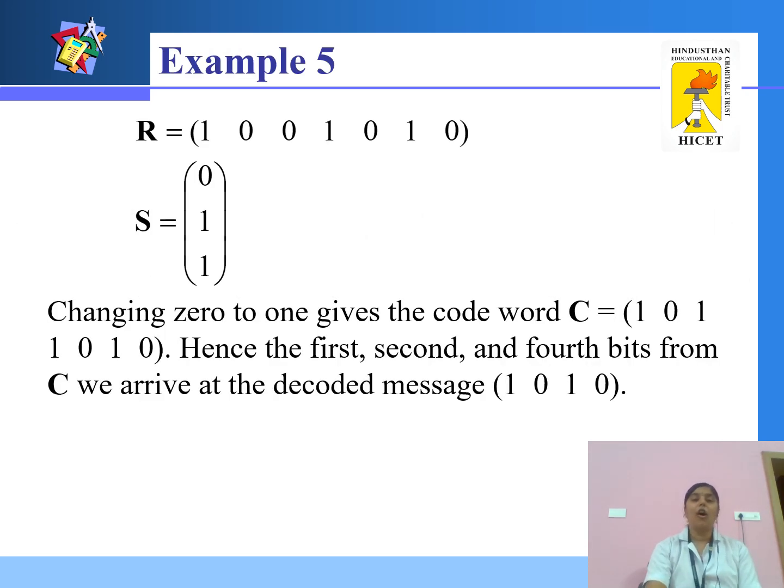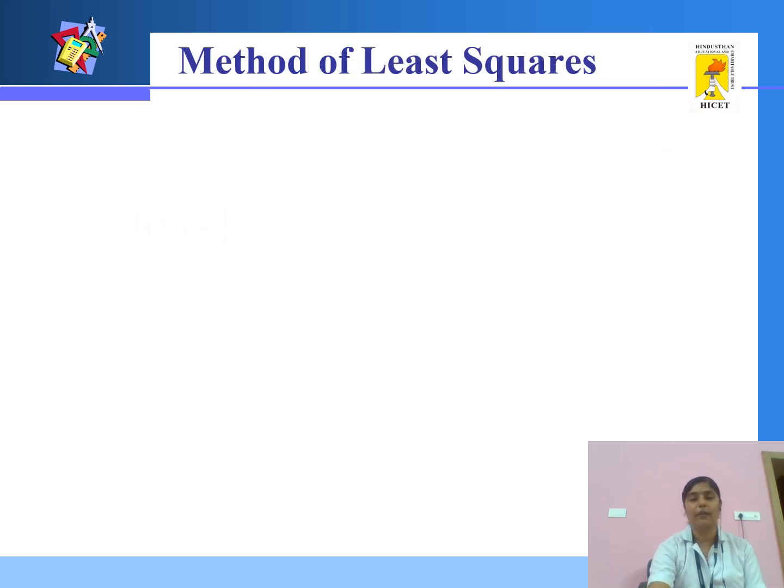That is, R is equal to 1, 0, 0, 1, 0, 1, 0. That is, S is 0, 1, 1. Changing 0 to 1 gives the code word C equal to 1, 0, 1, 1, 0, 1, 0. Hence, taking the first, second and fourth bits from C, we arrive at the decoded message 1, 0, 1, 0.